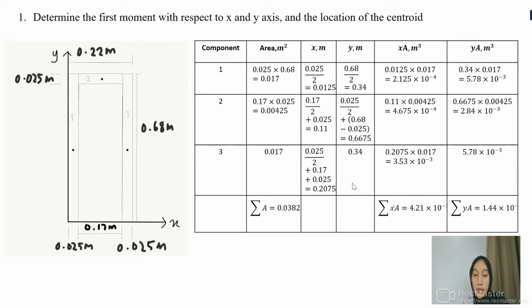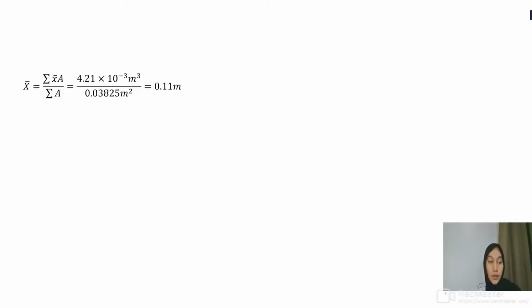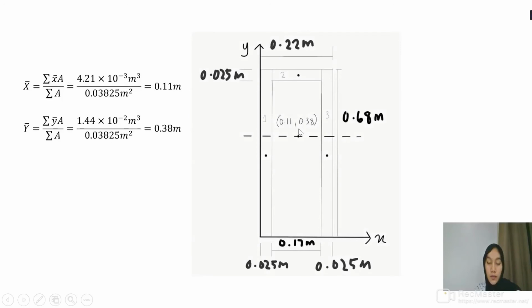Similar calculations are performed for rectangle 2 and 3. Finally, we compute the x and y coordinates of the centroid by dividing the first moment by the total area. The location of the centroid is somewhere here, where the x-coordinate equals 0.11 meter and the y-coordinate equals 0.38 meter.